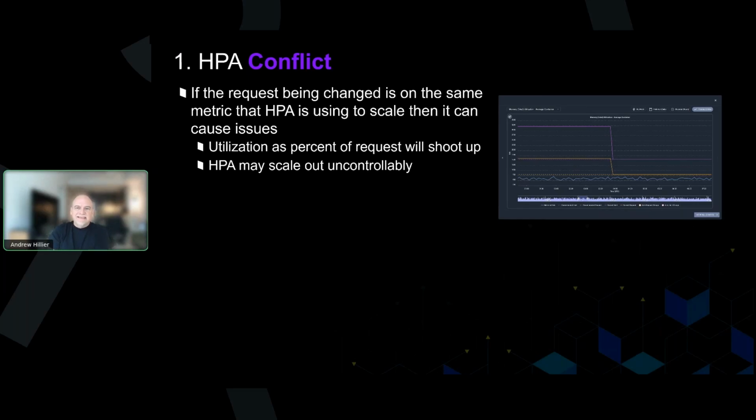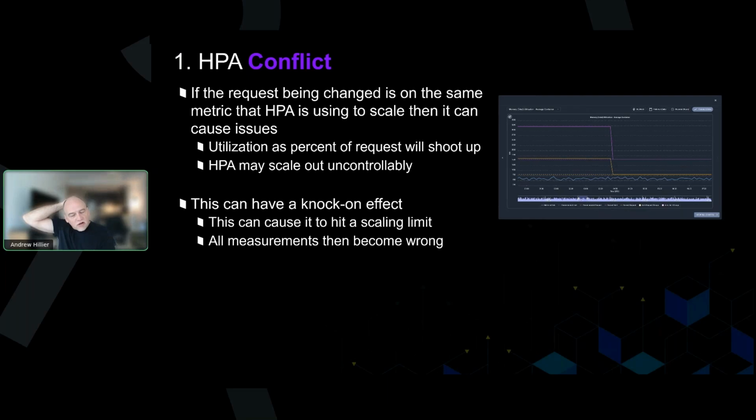So the key here is that if you mess with the metric that HPA is scaling on, HPA can do some really, really weird things. We've seen this happen, and this HPA conflict is a fairly well-known thing. It can actually have some interesting knock-on effects. Let's say I was running 5 replicas, I brought the request down, and then it scales up to 10 replicas of that same thing. We've seen cases where it hits its max. Maybe the max is 8, and so it can't go to 10.